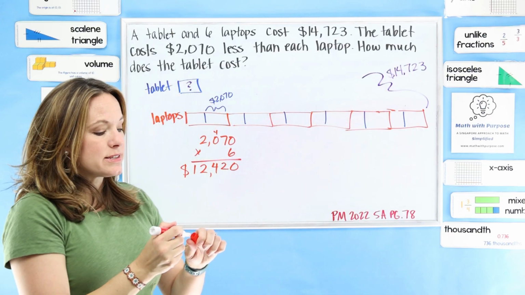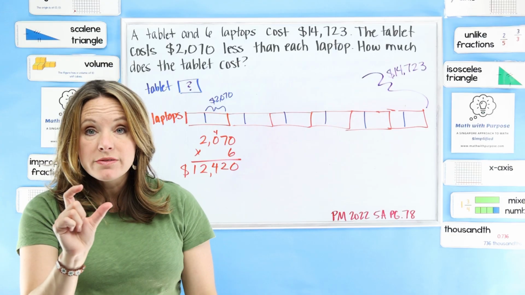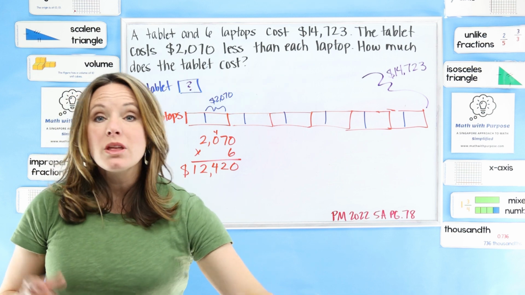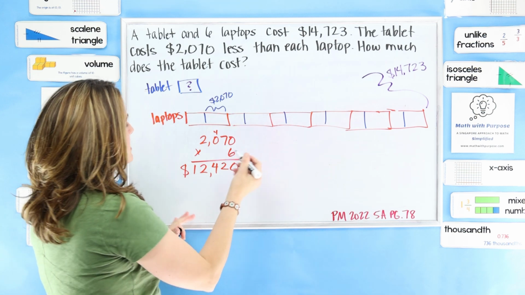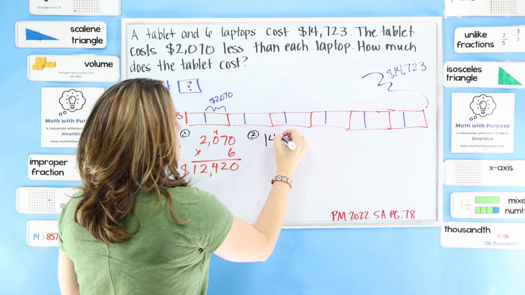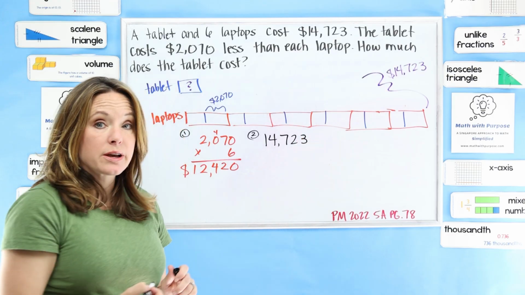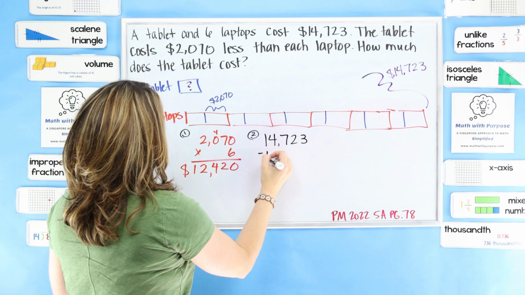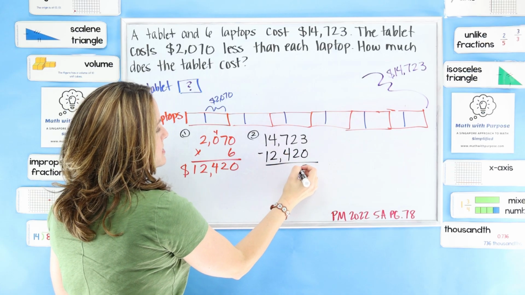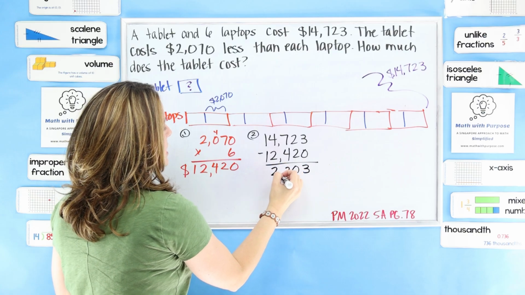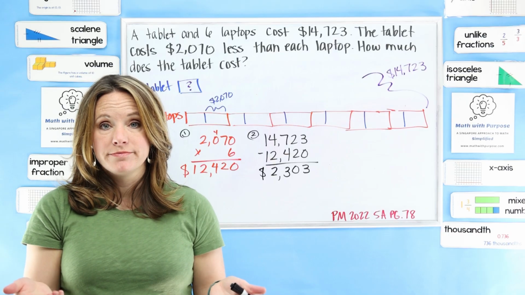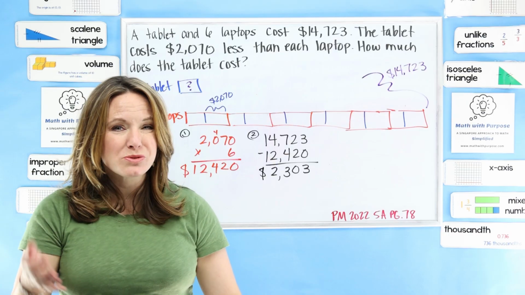If I want to isolate the other sections, those 7 pieces that represent the tablet cost, what do I need to do? We need to find the difference, right? So the next step, in fact, we'll number this number 1, number 2. The next step is we need to take our total, which was $14,723, and we need to subtract this one here. And when we do, this is kind of nice. It goes a little fast, right? We have $2,303. Okay, so we've got that step. What should we do next?